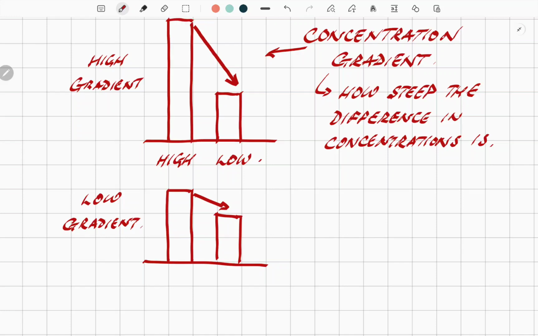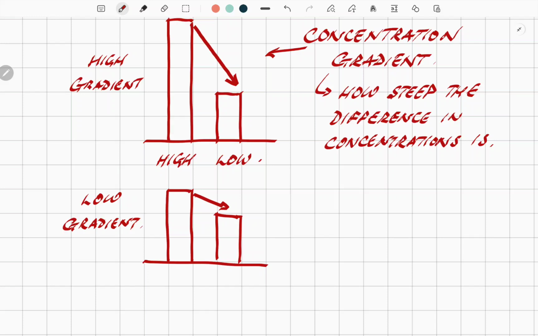And the higher the gradient, i.e. the greater the concentration gradient, the greater the rate of diffusion, the quicker things will move. Basically, if you think about it like this, if you're sliding down a hill on a sled in the snow, the steeper the hill is, the faster you're going to go down the hill. And if the hill is not very steep, it's rather shallow, like the second diagram, then you're not going to go as fast. So that's a simple way to picture the rate of diffusion.